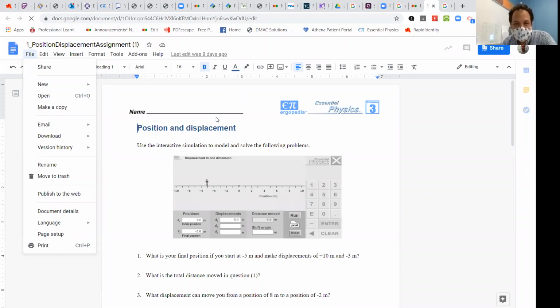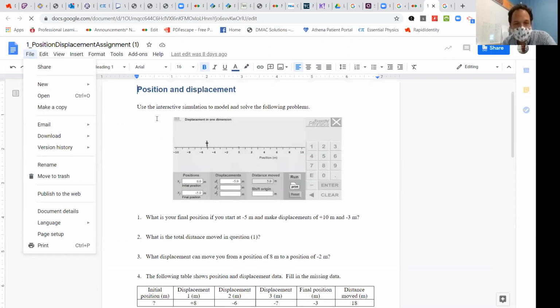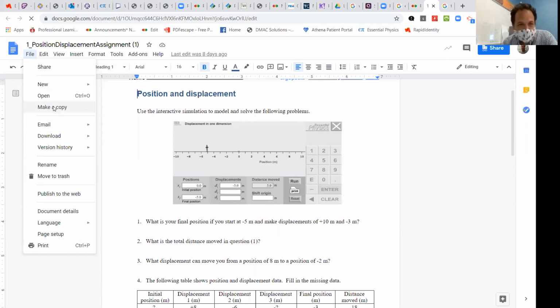Okay, so I'm going to record this. When you get to the position displacement assignment 1, let's make a copy of it so you can make your own copy.